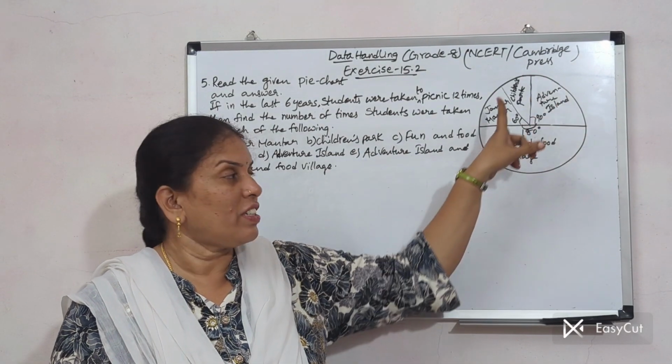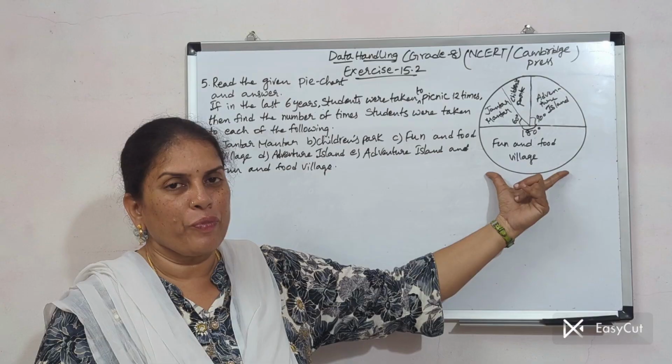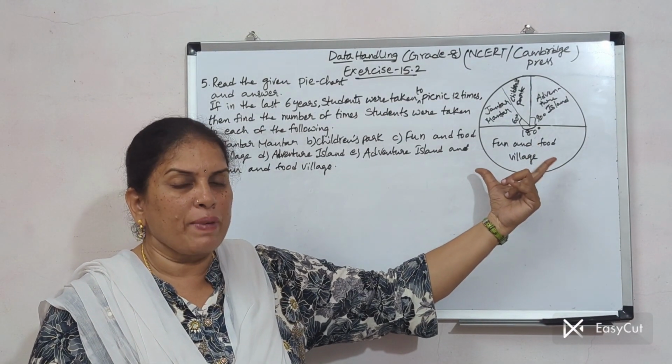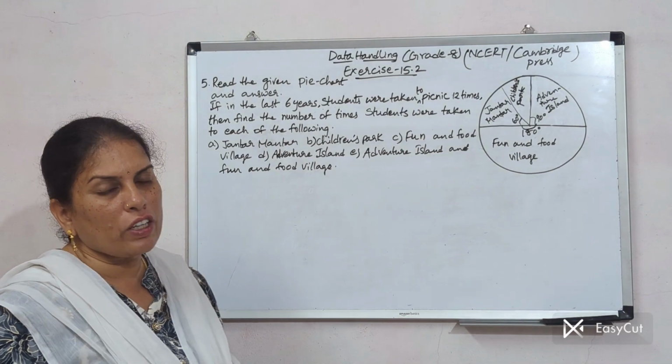You please adjust, children. I am drawing with my hand, that's why the pie chart didn't come properly. If we use a compass, you will get a circle properly. We will go to the question.